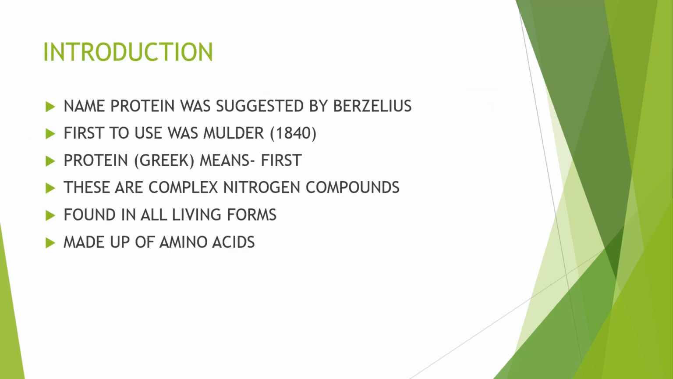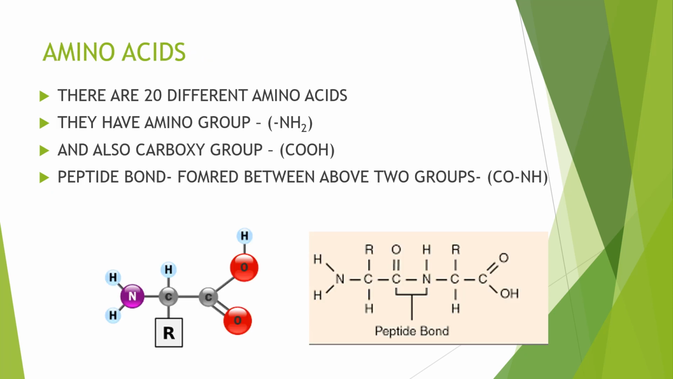The name protein was suggested by Berzelius, and it was first used by Mulder in the year 1840. This word is derived from the Greek word which means first. Proteins are considered to be very complex nitrogenous compounds. These are found in all living forms, and the basic functional units of which proteins are made up are amino acids. We have a total of 20 different types of amino acids.